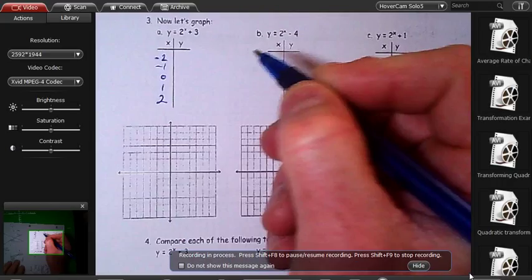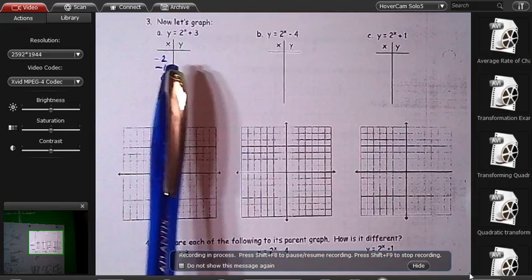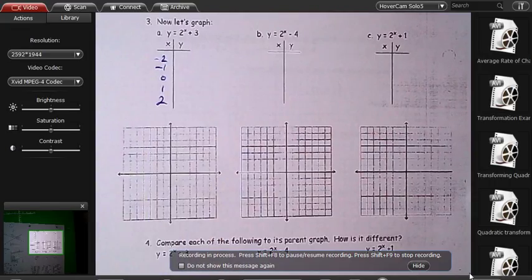All right, so let's think about this for a second. What's different about this function compared to the parent function? There's only one little difference. What is it? The plus 3. So that means whatever my y values were for the parent function, I'm just going to add 3 to those. So we don't even have to think. We just add 3 to the y values.